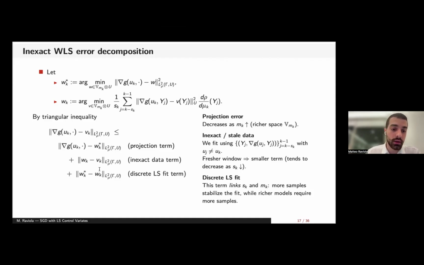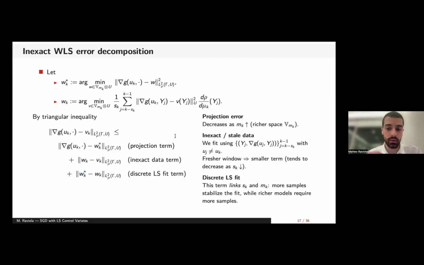And the point is that for a given space, VMK, we need enough samples to stabilize the fit and essentially to control this term, which is the difference between the true projection W star and the discrete projection with exact data.